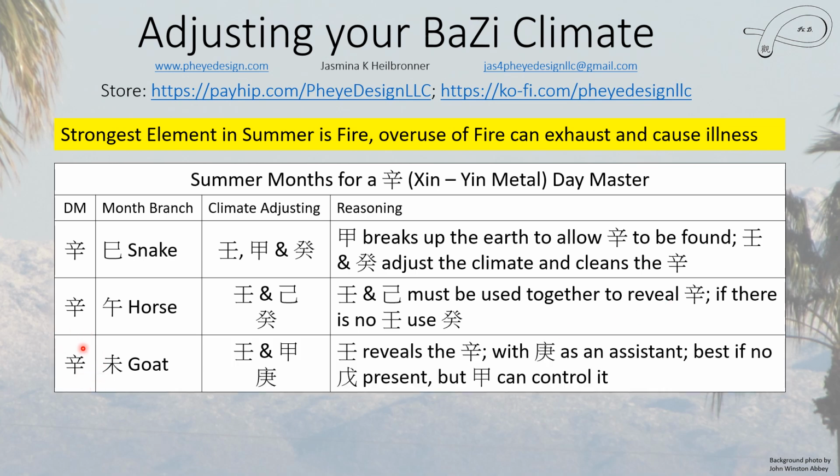Now the sin metal born in the month of the goat is basically a lot like the snake, but it has a bit of difference. We still need the water to reveal the metal, and the geng, the yang form of metal, acts as an assistant. It is best if there is no yang earth present. That represents rocks. It's a little hard to get stuff from rocks, but it can be controlled with the yang wood, the jia. So now let's find out what this really means.